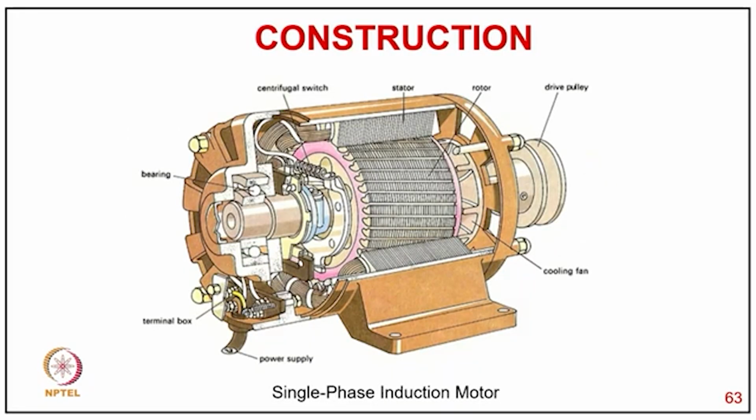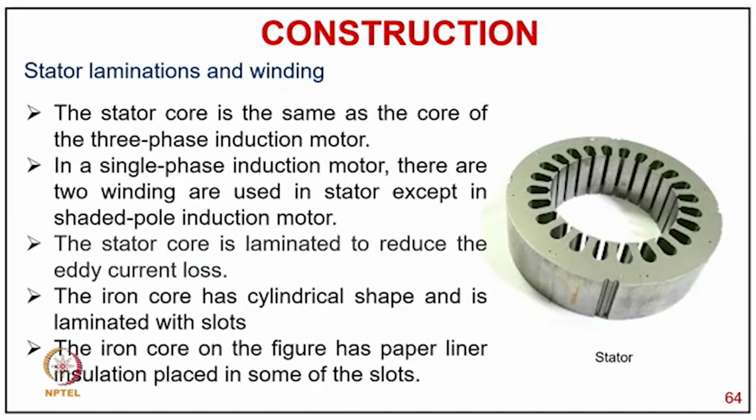You can see the cutaway of this single phase induction motor, how it looks: a squirrel cage rotor with the rotor bar with the copper end ring, then stator core, cooling fan, then driving cooling arrangement, then bearing, a centrifugal switch, for either capacitor start or capacitor start, capacitor run, because a capacitor normally used for starting is supposed to come out during running condition.